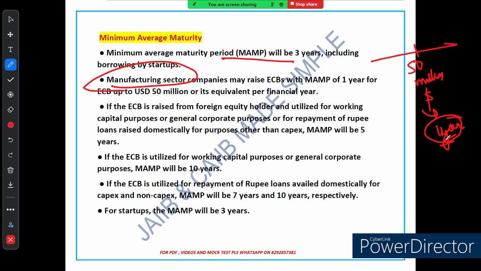Right? So you just have 1 year. So a manufacturing company may raise ECB with MAMP of 1 year for ECB up to USD 50 million, or its equivalent. Now things get interesting if you are borrowing from a foreign equity holder.